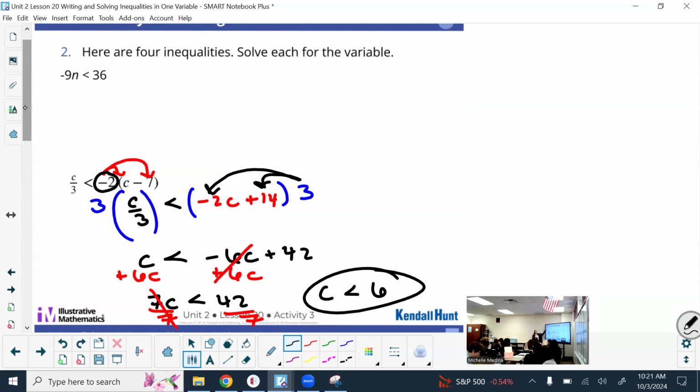In this one, do I need to distribute? No. Do I need to combine like terms? No. Do I need to move the variable to one side? No. I do need to isolate the variable though. Look at what's being done to it. It's being multiplied by -9. What is the opposite of that one?